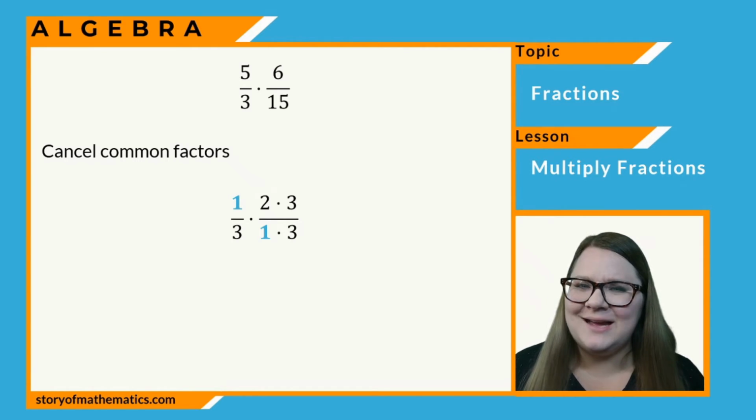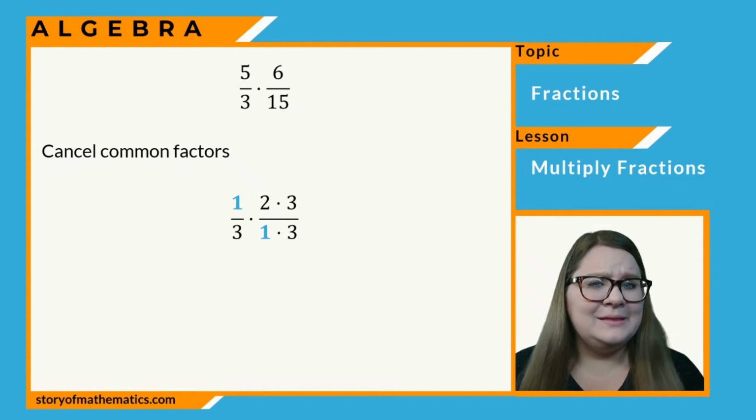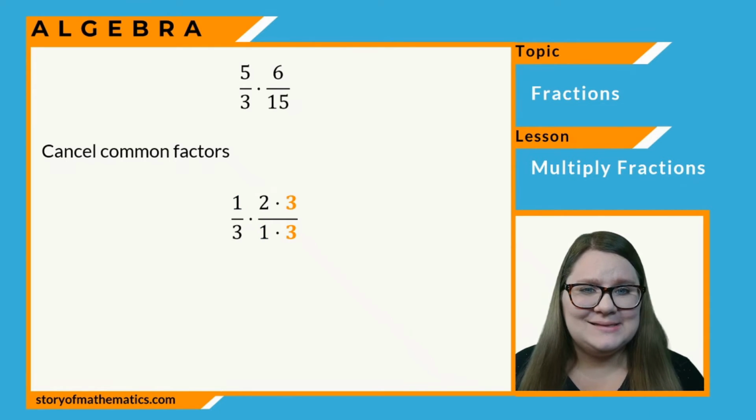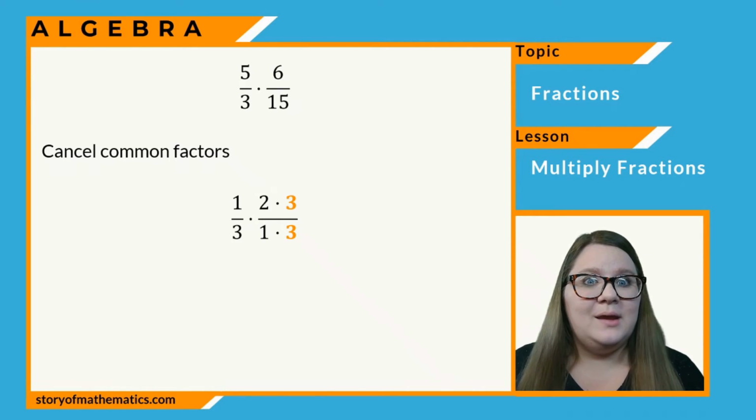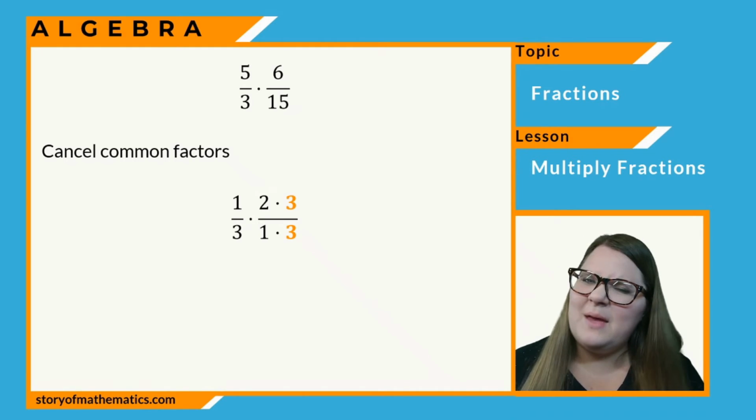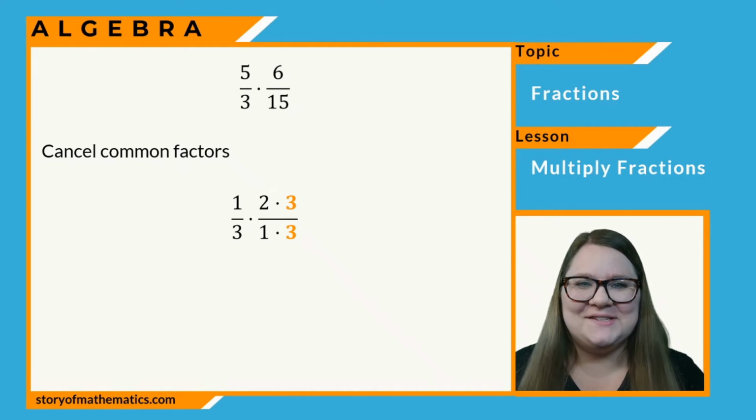And then I try to find another common factor. Now, I actually see there are 3s. So I can cancel one of the 3s on the top and one of the 3s on the bottom. Now, in this case, there's actually only one 3 in the numerator, but there are two 3s in the denominator. So you will just pick one of them, whichever one you want to get rid of in the denominator. Now, 3 divided by 3 is 1. So I can cancel those out.